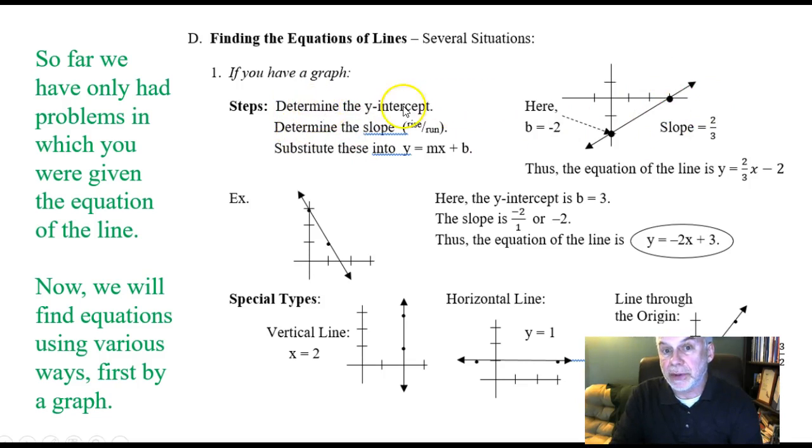So the steps: first, determine the y-intercept. So the y-intercept is the place where it crosses the y-axis, the vertical axis. And you can see that this crosses at negative 2.